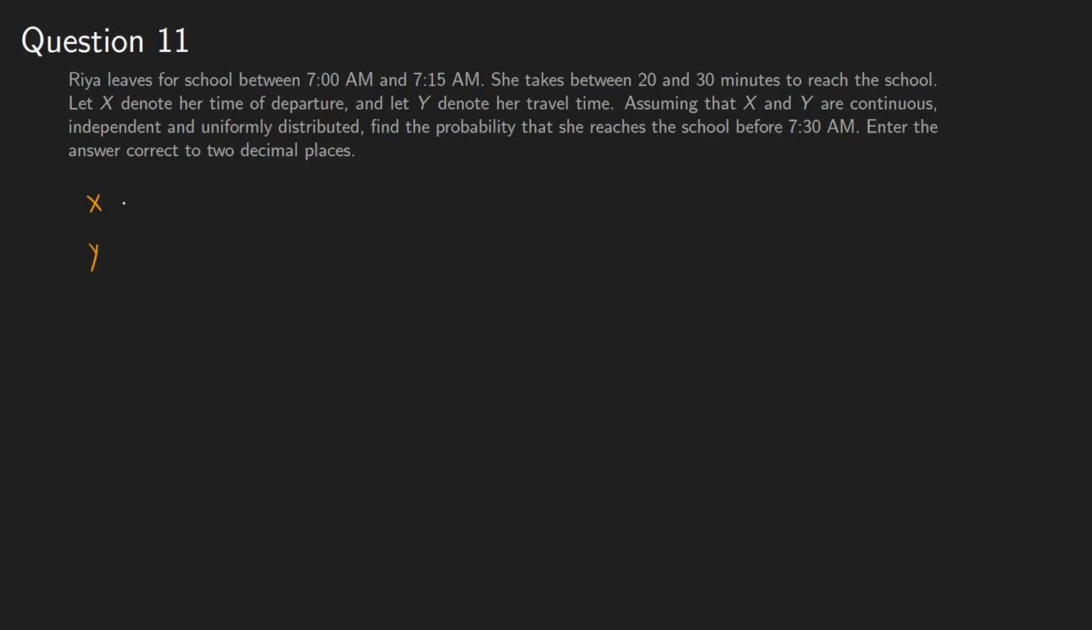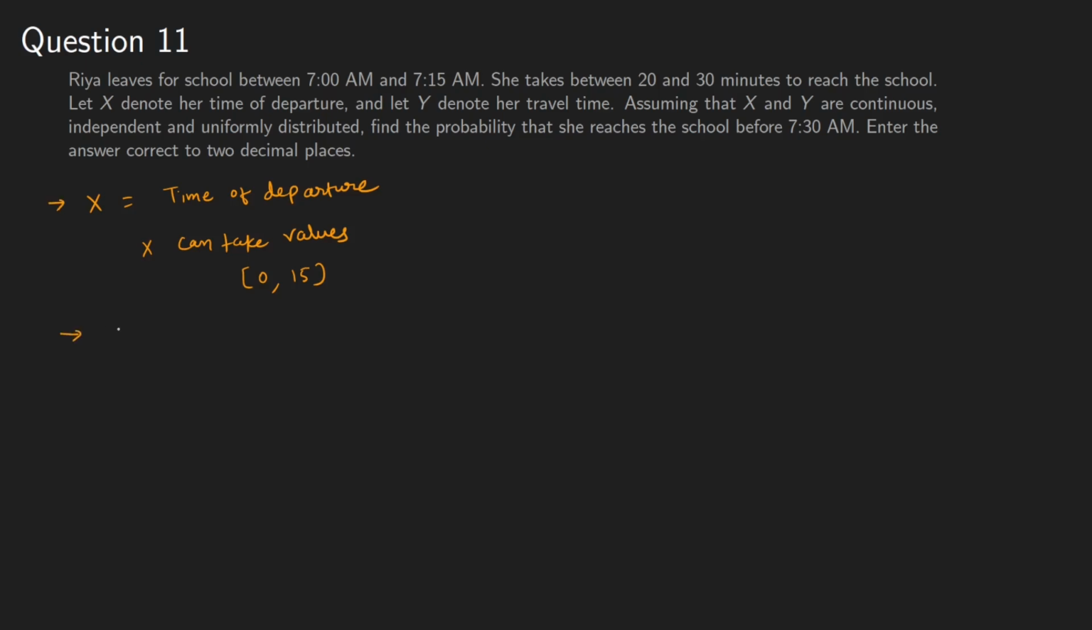So first of all, here we have been given two random variables, x and y. What does x represent? X represents her time of departure, and x can take values in the range 0 and 15. So we can consider the number of minutes after 7 that she leaves from her house. So it can be between 0 and 15. So that value is taken by x.